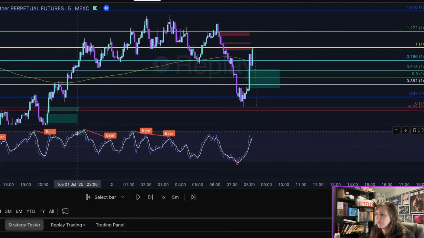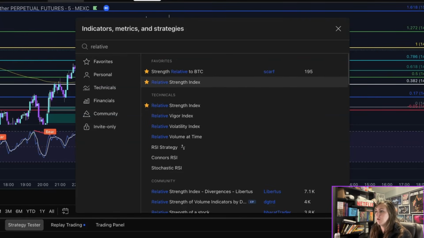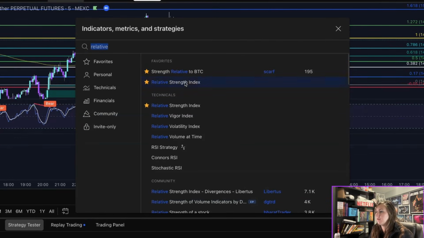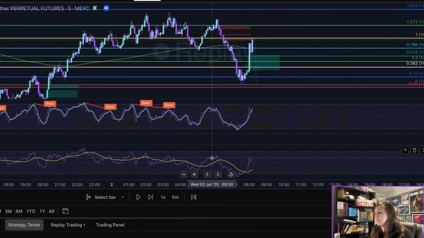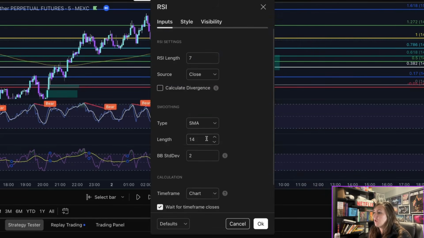I'll pop up my settings for you now. So if you just type in relative strength index, it's just the TradingView one. I have it started right here. Here it is, relative strength index. You can pop that up. It'll look something like this. It'll be purple and yellow when you pop it up. You can double click one of those lines and we're going to change this. So I put my RSI length at 7. We're going to leave that closed. We're going to have SMA there, and we're going to have length of 3.